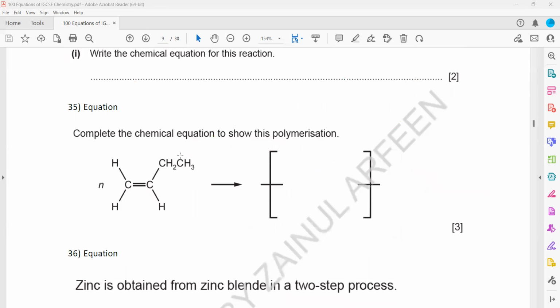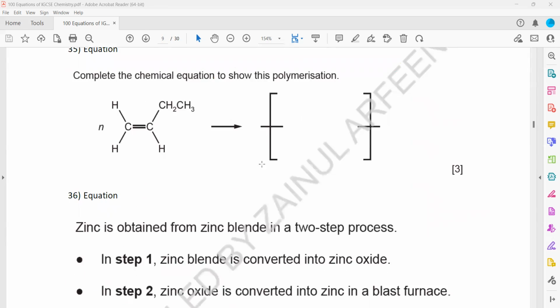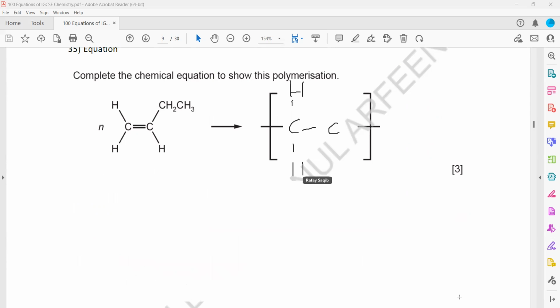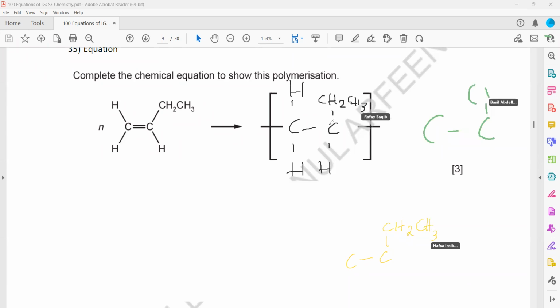In question 35, complete the chemical equation to show polymerization. Whenever you want to show a polymer, what will you do? You will always break the double bond, draw the similar structure, and break the double bond. And put a bracket, which is already there, so put n. It's important that you put n at the end, which shows that the monomers link with each other and form a long chain compound.